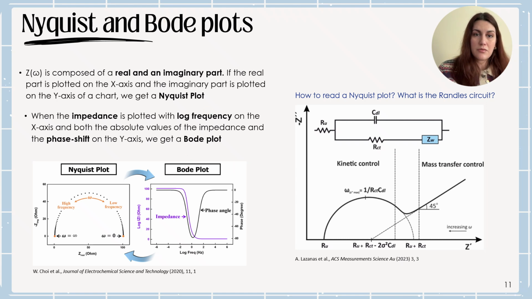So in a Bode plot, the frequency is plotted on a logarithmic scale on the x-axis, while the magnitude of the impedance and the phase angle are plotted on the y-axis. This representation makes it easier to observe how different processes dominate at different frequency ranges. So for example, resistive behavior typically produces a phase angle near 0 degrees, while capacitive behavior produces a phase shift approaching 90 degrees. Together, Nyquist and Bode plots provide complementary ways to interpret impedance data and help identify the electrochemical processes that control the system's behavior.